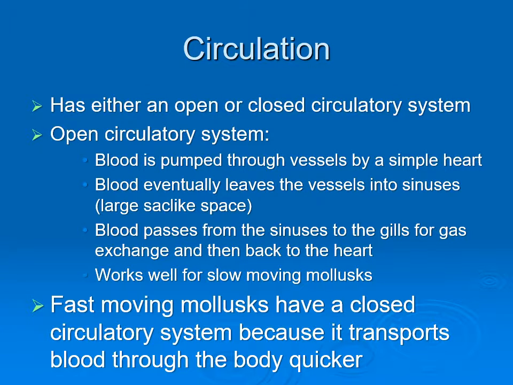So mollusks can either have an open circulatory system or a closed circulatory system, and a vast majority of them have open circulatory systems. This is where blood is pumped through vessels by a simple heart. The blood eventually leaves the vessels and goes into these big sinuses. They're these large sac-like places. And this is where gas exchange can occur between the cells, and then that blood will go back to the gills to get more gas. And there's a lot of mixing between oxygenated and deoxygenated blood, and so it's not very efficient. And this is why it works really well for slow-moving mollusks.